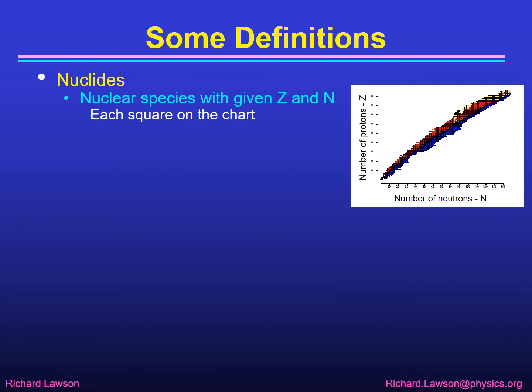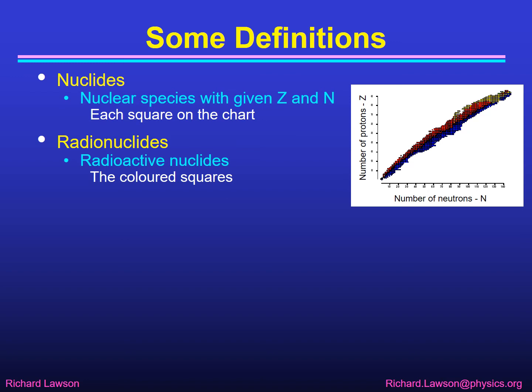So let's just make clear some definitions. When I use the word nuclide, I mean a particular combination of Z and N, a given square on this chart. Each square on that chart represents a different combination of protons Z and neutrons N, and so each square is a different nuclide. The radionuclides are the interesting ones, the radioactive ones, the red and the blue ones, the coloured squares.